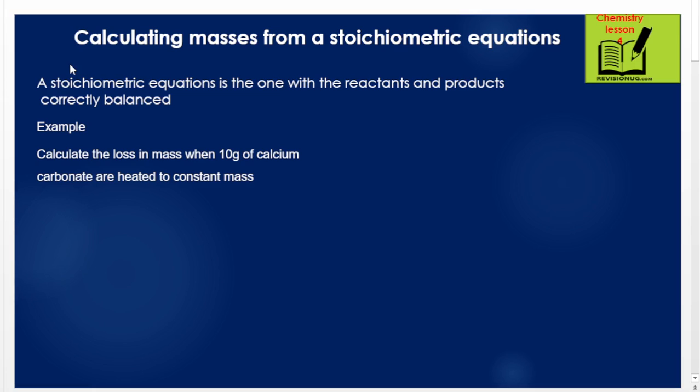Now in this lesson we are going to calculate masses from a stoichiometric equation. So what is a stoichiometric equation? A stoichiometric equation is an equation with well balanced reactants and products. Remember, an equation has the part of reactants, reactant A reacting with B, giving us product A and B. So this is the side of reactants, this is the side of products. In what we call a stoichiometric equation, the reactants and the products must be well balanced. So from the well balanced equation, we can compare and convert what is required to be obtained.